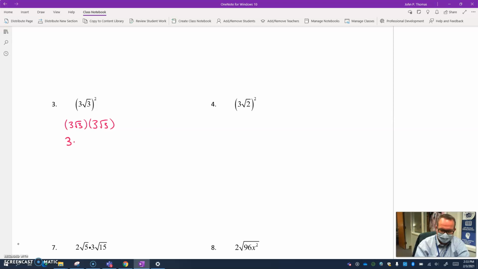So I'm going to leave the 3 times 3, and then the root 3 times root 3. All right, the 3 times 3 is a 9, and then root 3 times root 3 is going to be root 9.